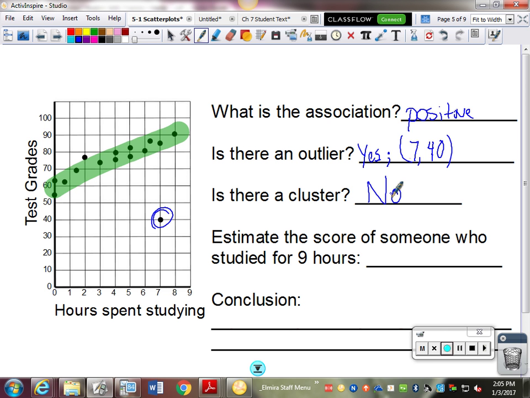All right, estimate the score of someone who studied for 9 hours. Okay, so see how I highlighted the general path of the dots here in green? What we're looking at is if somebody studied 9 hours, where would it be reasonable for me to place another dot so that it kind of falls in that green zone? And most of my classes today have told me somewhere around there. That seems reasonable, not too high, not too low, kind of falls right in the middle of that green zone.